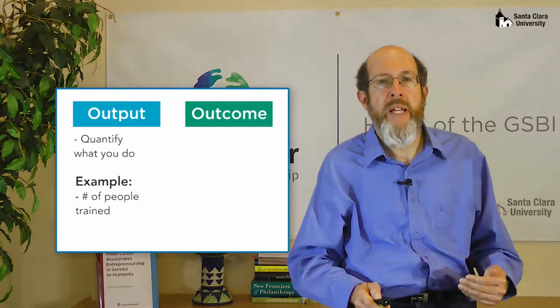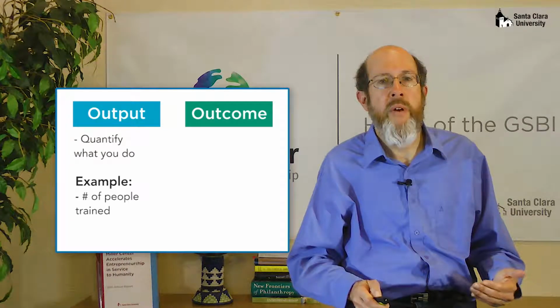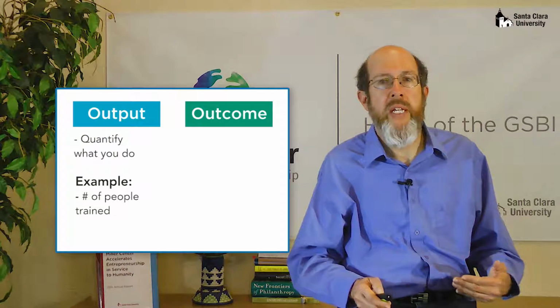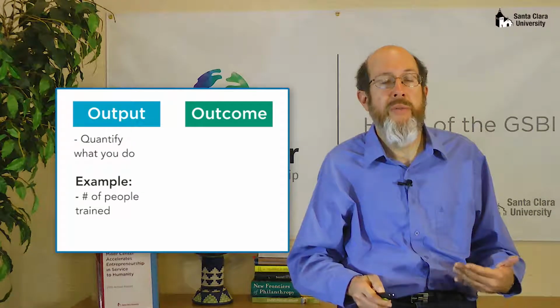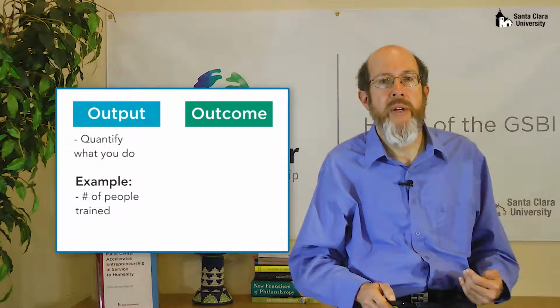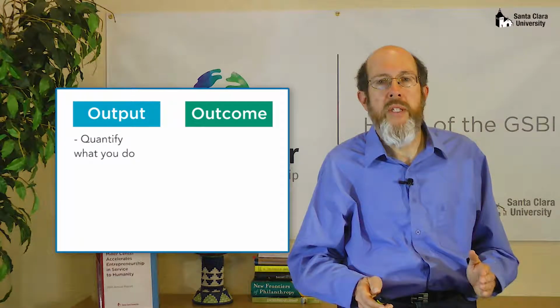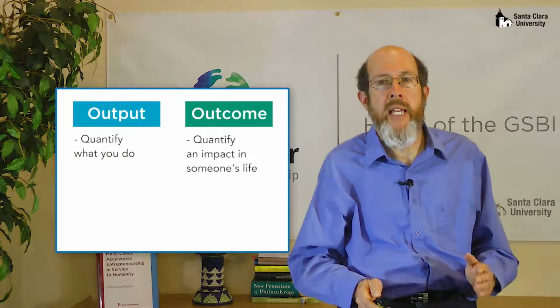However, it's still an important metric because the audience that you're presenting to will agree that training people is a good thing and that some percentage, hopefully a very high percentage, of those people trained will have a better life thanks to your training. On the other hand, outcome metrics are the ones that are actually quantifying an impact in someone's life.